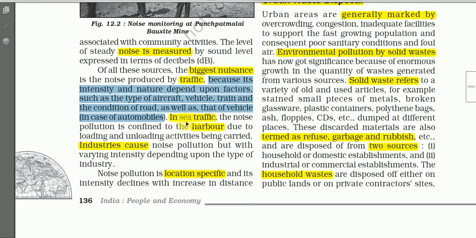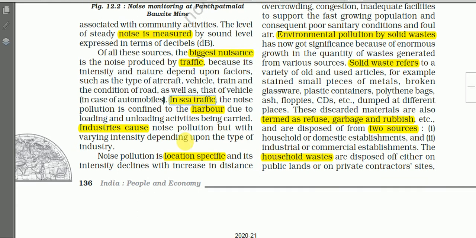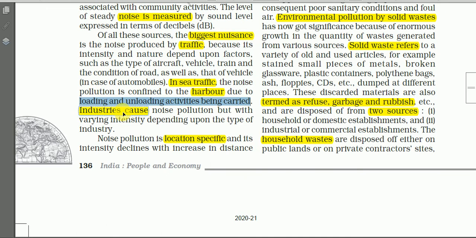And in sea traffic, the noise pollution is confined to the harbor. So that was about land traffic, about the vehicles, and in case of sea traffic, the noise pollution is confined to the harbor, in the ports. In the port, loading and unloading activities are carried out using machines and cranes, and that is why noise pollution occurs at the harbor. Then industries cause noise pollution, but of varying intensity depending upon the type of the industry.